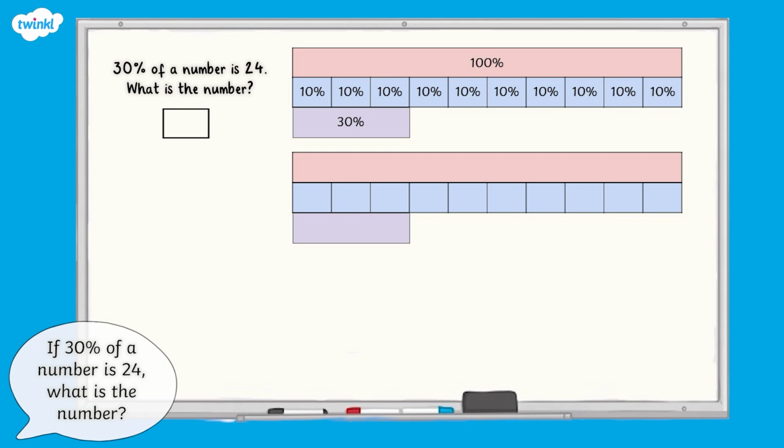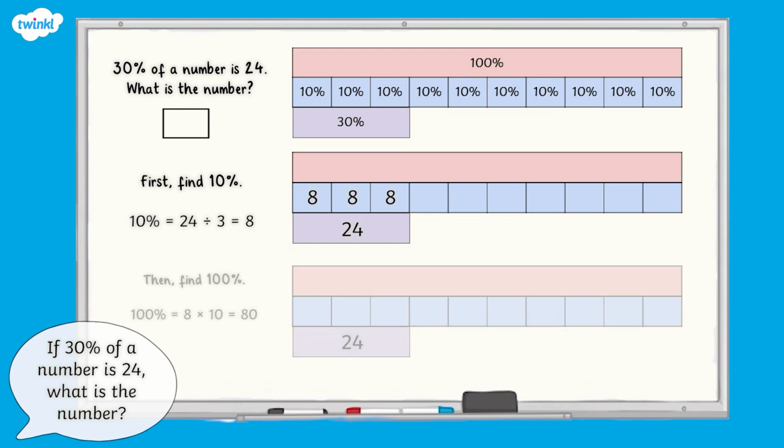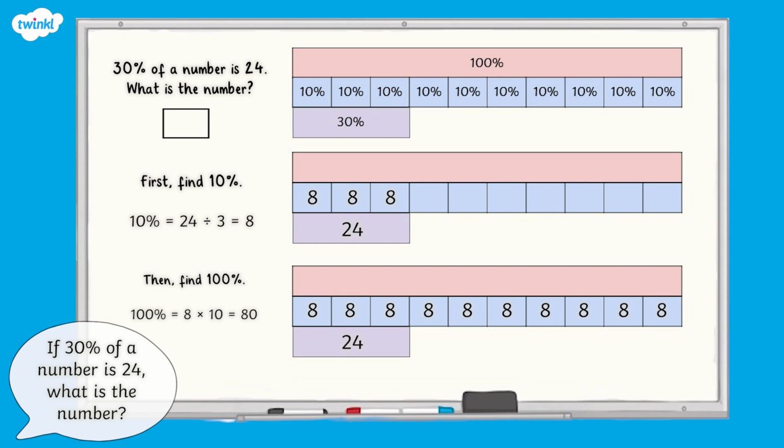Let's start by writing in what we already know. 30% is 24. 24 divided by 3 is 8. So 10% of the number is 8. If we know 10%, we can multiply that by 10 to get 100%. 8 multiplied by 10 equals 80. So therefore, our answer is 80.